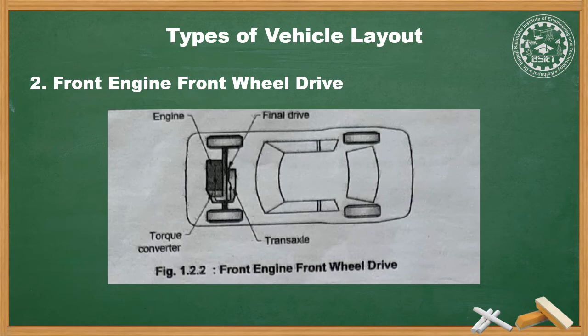This type of arrangement provides optimum passenger space and a flat floor line, resulting from the transverse engine position rather than a longitudinal one. The propeller shaft is eliminated or its length is reduced. Good grip with the road. The chance of the vehicle skidding or slipping is very much reduced.